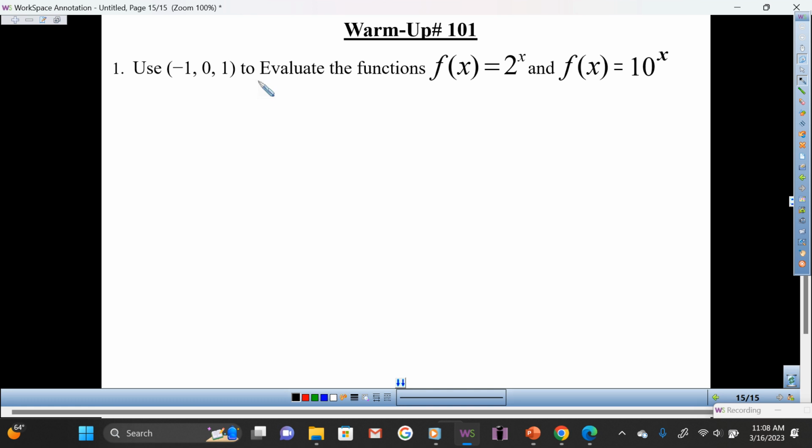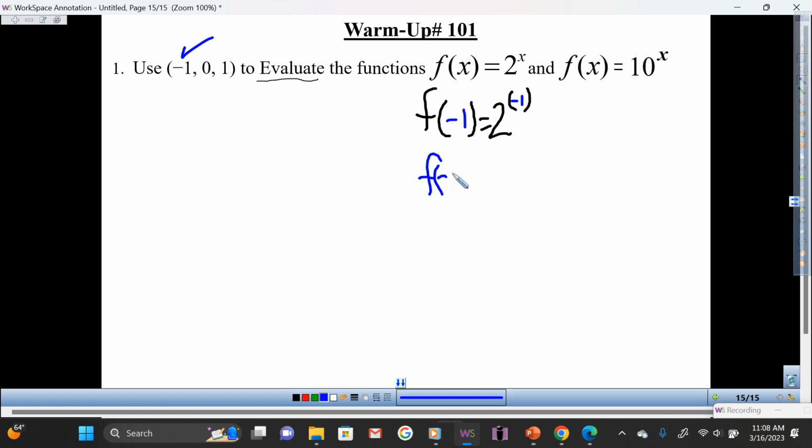Here it goes. Evaluate. So what do I do, Mr. Q? That means I'm going to start with this one right here. I do f of x. So we're going to replace the x with these values. So what's my first value? My first value is -1. So f of -1 is 2 to the -1 power. Can we have a negative exponent? No, so that means this becomes 1 over 2 to the first power. And I'll leave it like that. Let's go to the next one.